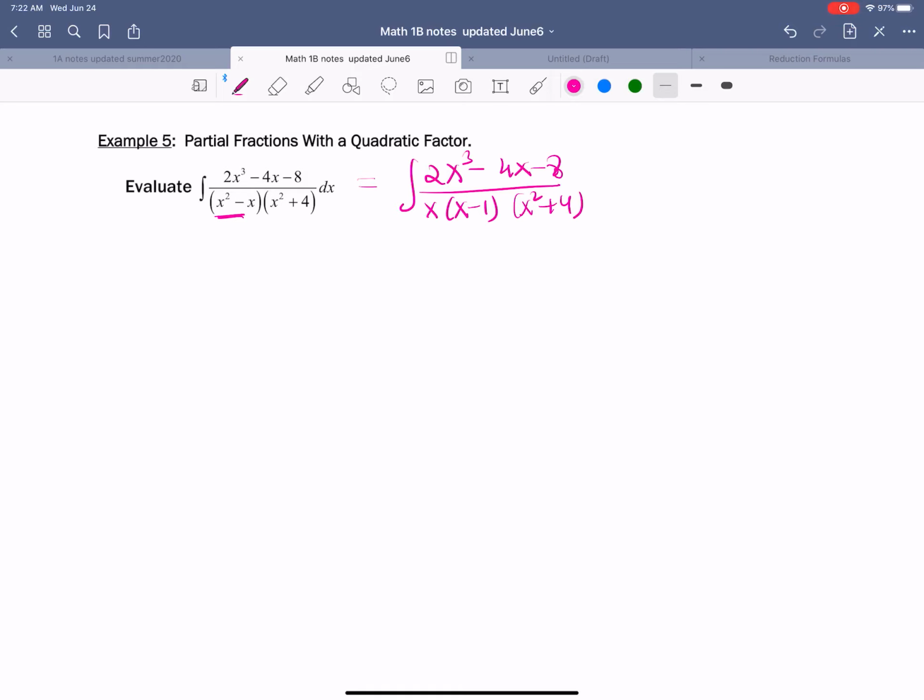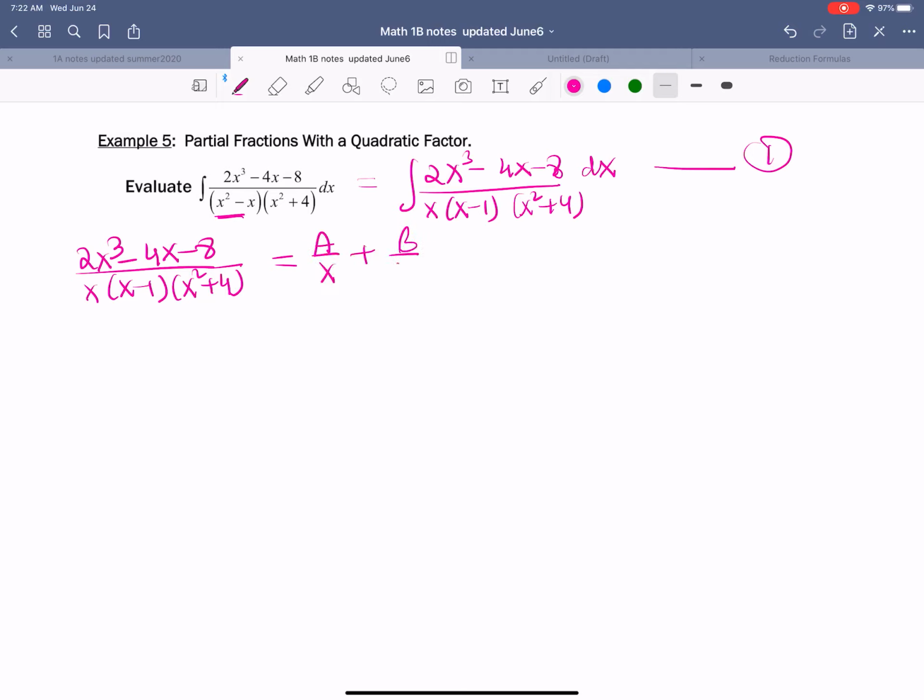So when I set up the partial fractions, I'm going to call this number 1. We will come back to number 1 integrand. Right now I'm going to focus on the partial fractions. Okay, x times x minus 1 and then times x squared plus 4. This turns out to be, let us check, a over x plus b over x minus 1 plus cx plus d over x squared plus 4.